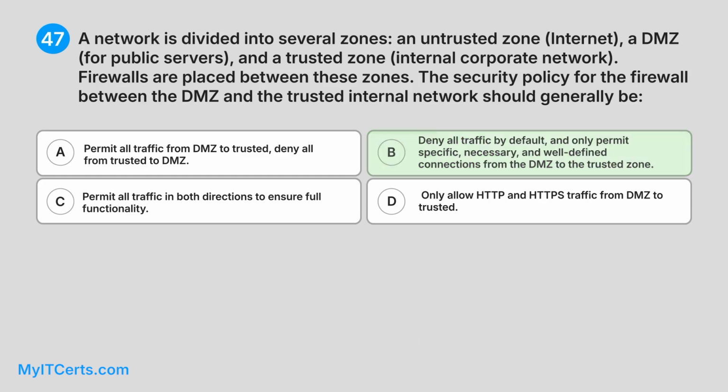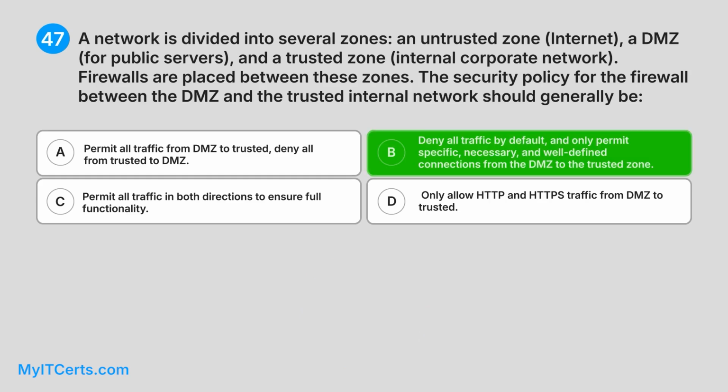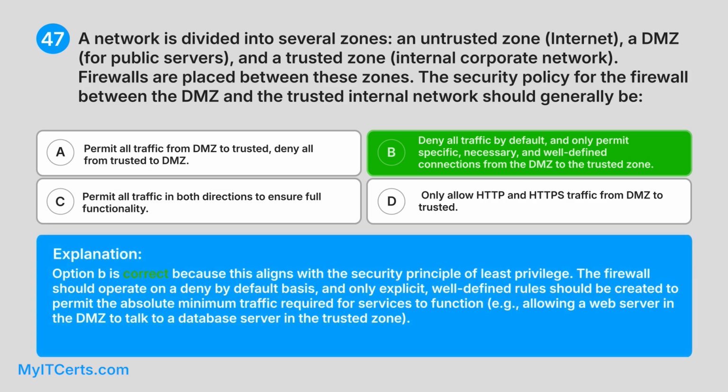Correct answer, B. Deny all traffic by default, and only permit specific, necessary, and well-defined connections from the DMZ to the trusted zone. Explanation. Option B is correct because this aligns with the security principle of least privilege. The firewall should operate on a deny by default basis, and only explicit, well-defined rules should be created to permit the absolute minimum traffic required for services to function. For example, allowing a web server in the DMZ to talk to a database server in the trusted zone.